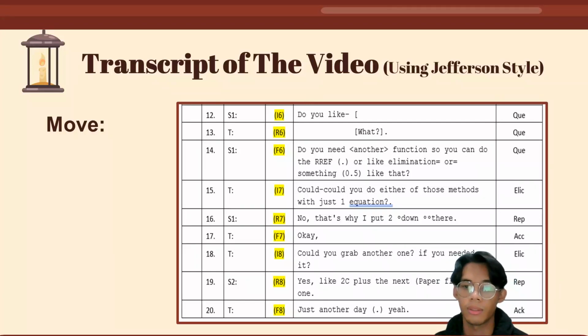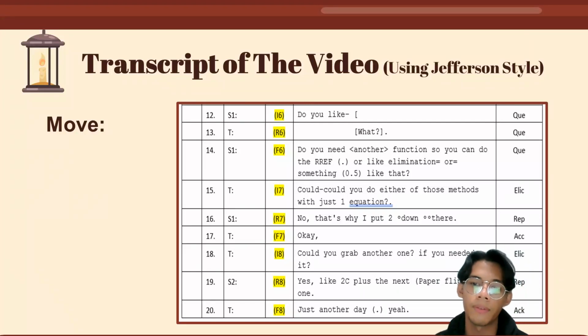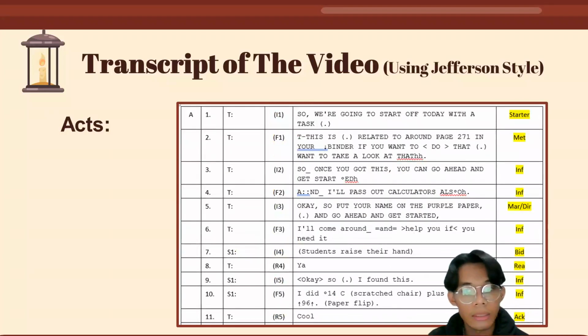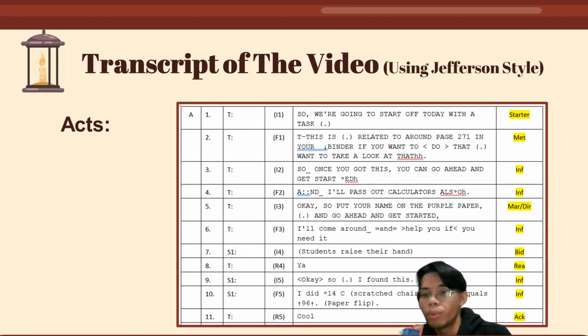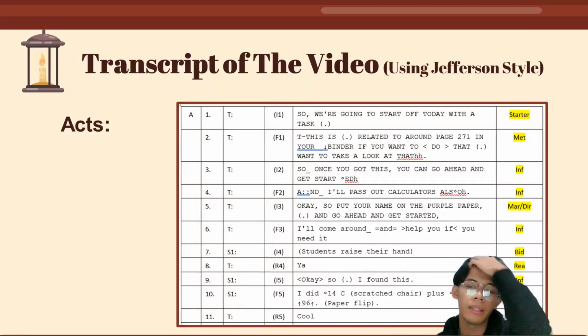Why? You see here, the teacher gave elicitations, the student replied, and then after the reply, the teacher accepted the answer. That's the move. And then X. The X is the thing that we put here, the yellow one. All of that is the X.